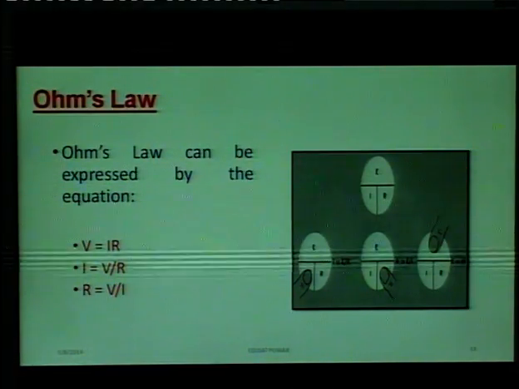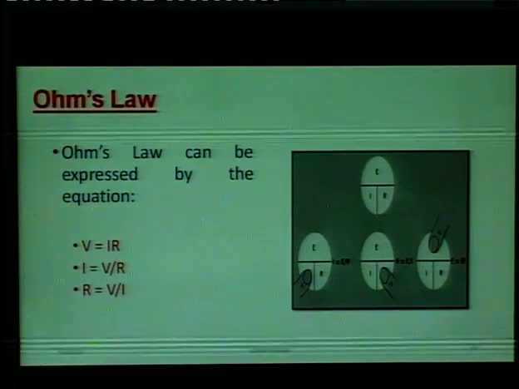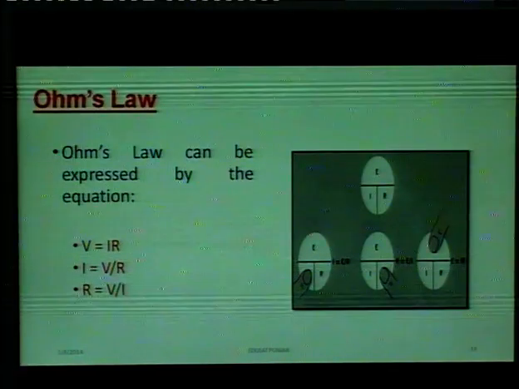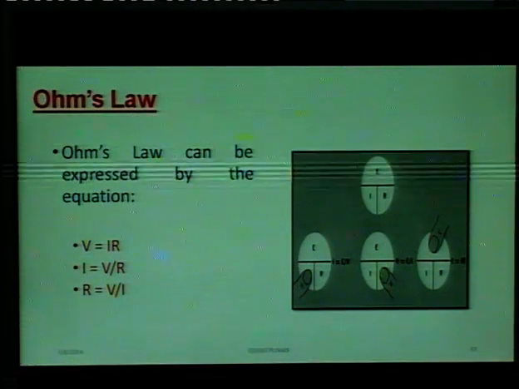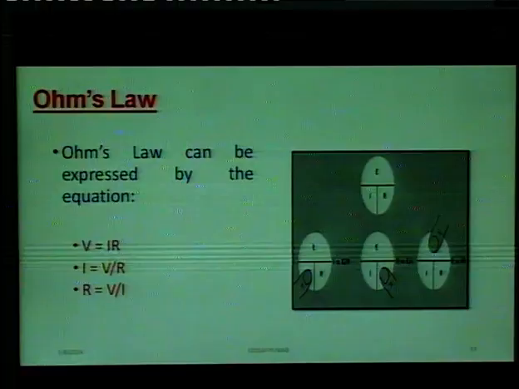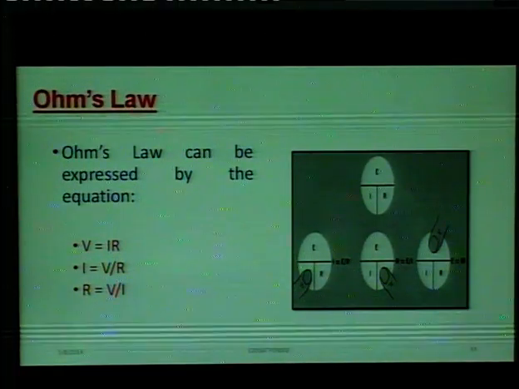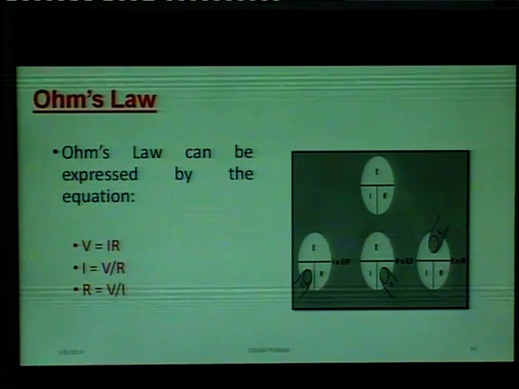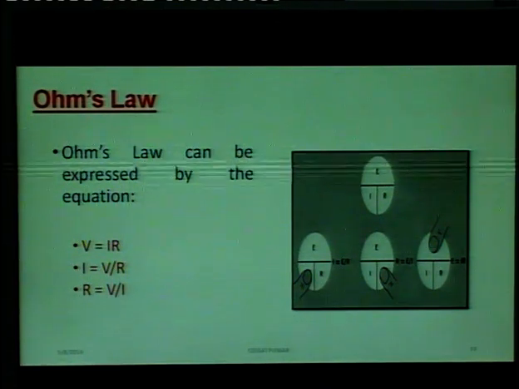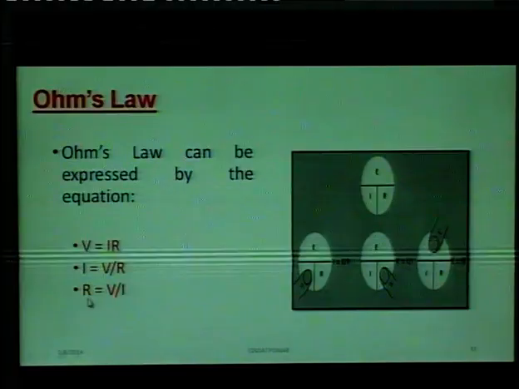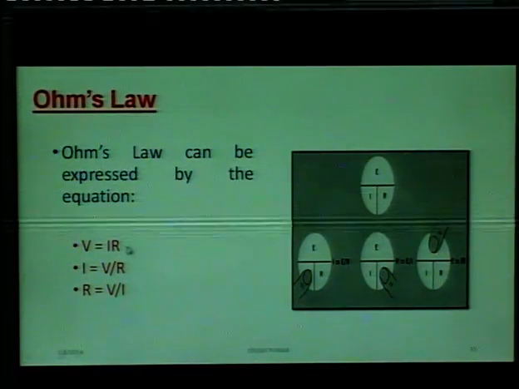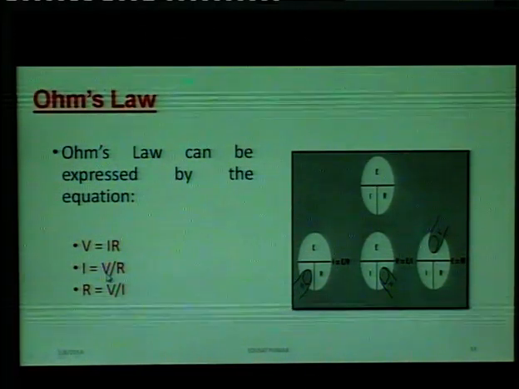Before discussing how we will connect the different cells to form a battery, there are two methods to connect the different cells: parallel connection and series connection. Before discussing this, we should know what Ohm's law is. Ohm's law states that voltage is directly proportional to current. So when we remove the proportionality, it becomes a constant R. So V is equal to IR. This is called Ohm's law.